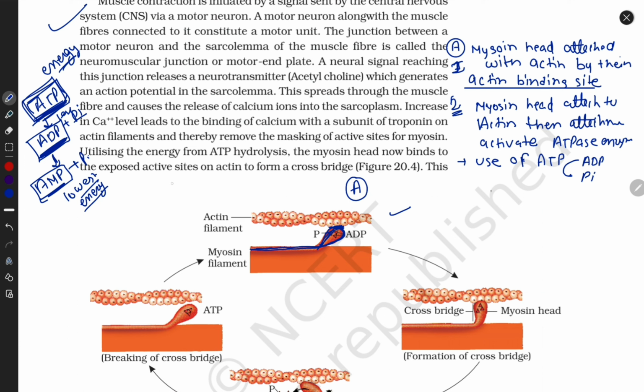Then what has happened? Here is actin, and this is the myosin. This head part of myosin attaches with actin. And now what happened? There is activation of enzyme. What kind of enzyme? ATPase. So here ATP is required. Now let's move further.